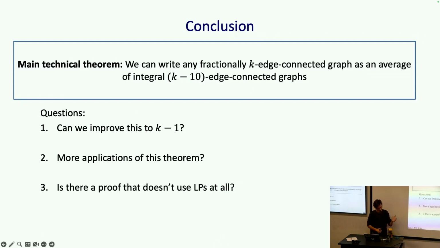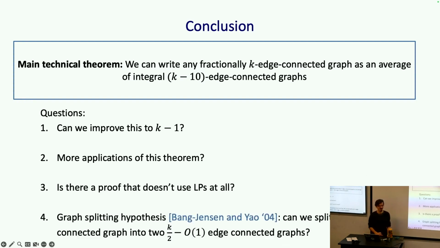One of the reasons I gave this combinatorics intro is I'm curious if there's a proof that doesn't use LPs. Like this is just a fact. I've given you a fractional graph. Can you write it as an average of integral graphs that are, let's say, k minus 1 edge connected or k minus order 1 edge connected? Maybe there's a proof that doesn't even know about LPs. Some induction or something. Who knows, right? I think that would be pretty cool.